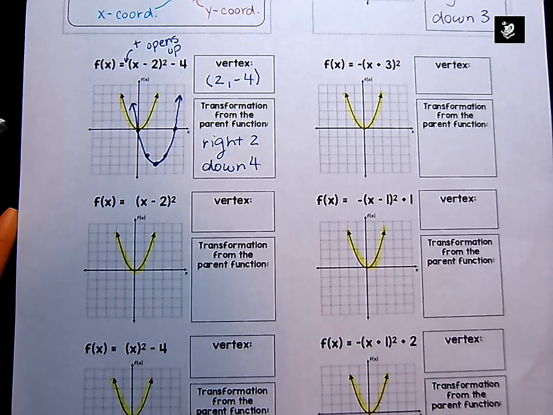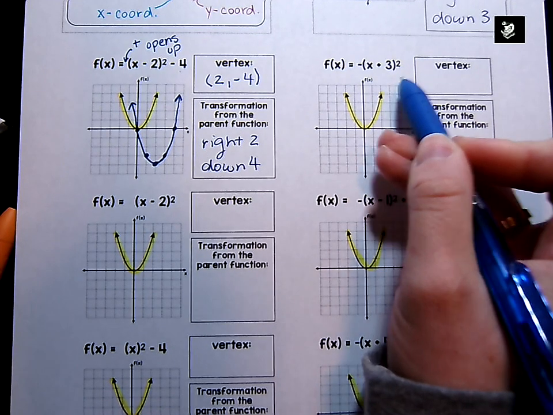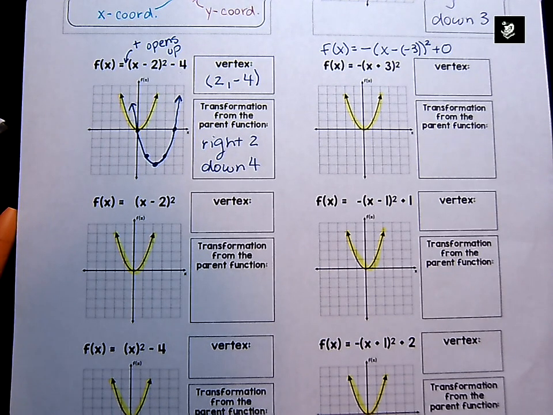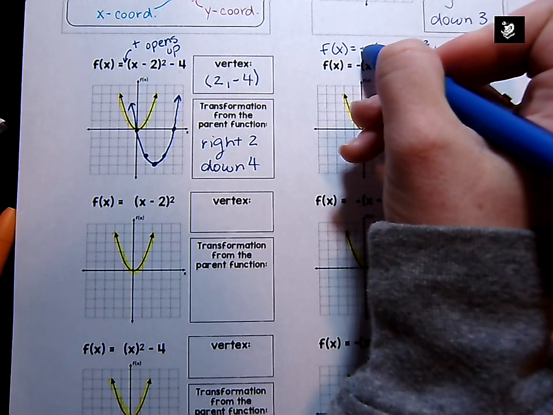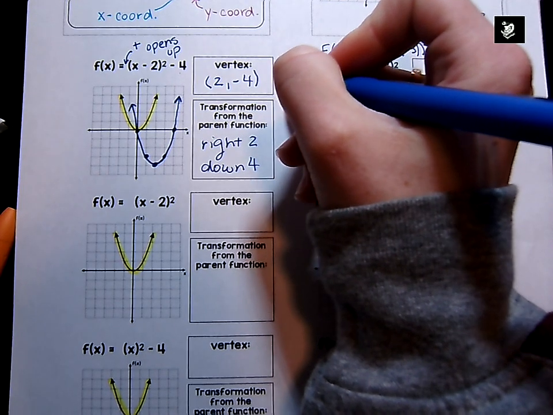The second one's a little trickier. There's two things going on. So I'm actually going to rewrite this function in a different way. First of all, there's a negative in front, which means that this specific parabola is going to open down.